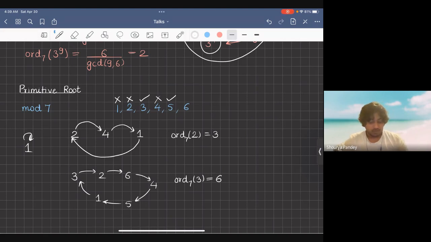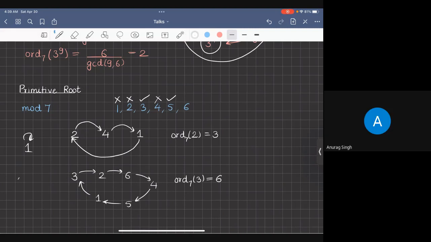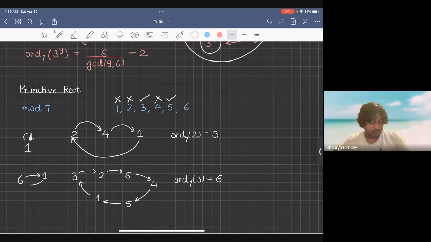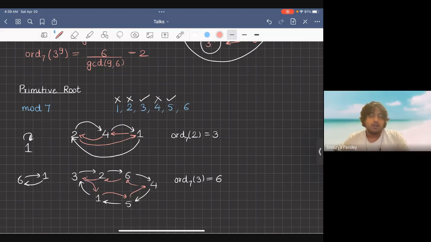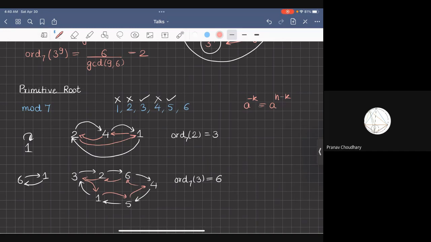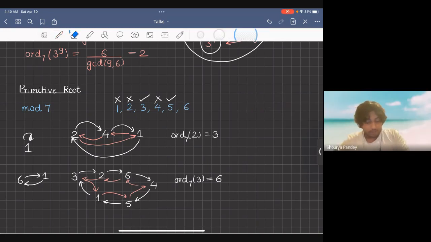It doesn't. 6 squared is 1. It's just 6 and 1. So for 4, 4 is this, and 5 is this. Can we somehow show that the cycle of an inverse is just the opposite of that cycle? Yeah, a to the minus k is the same as a to the order minus k, right? Oh, yes, so that's just direct. Okay, and this doesn't hit everything.